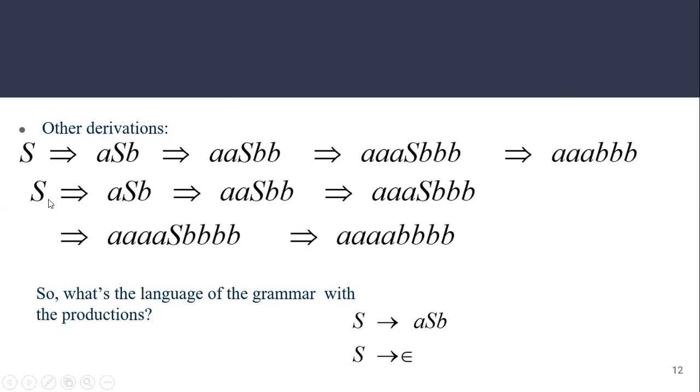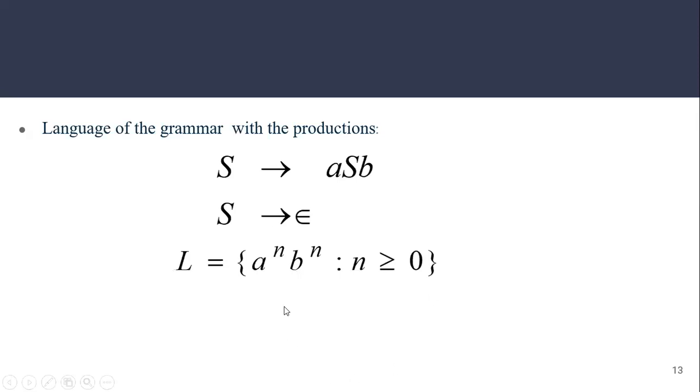In another derivation, we substitute the same way, and at last we get a string of 4 a's and 4 b's. So what we analyze in this example is that this whole production has produced a number of a's equal to the number of b's, a's followed by b's. So this language accepts all strings a^n b^n, where n is greater than or equal to 0.